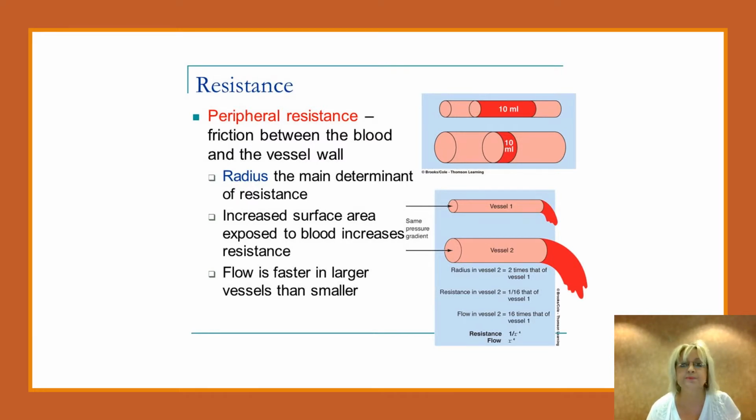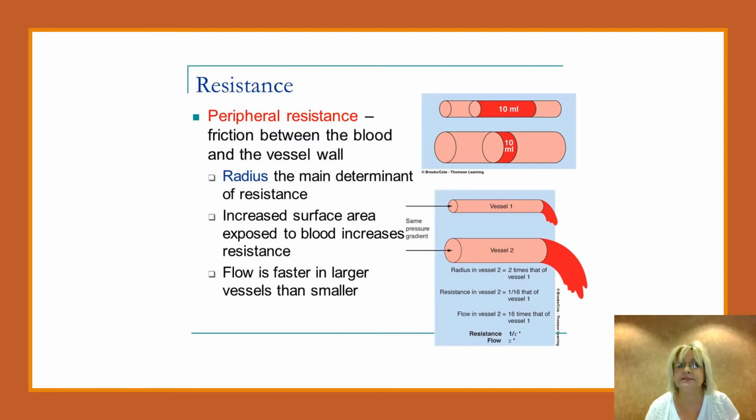We have a formula where the resistance is directly proportional to viscosity and vessel length. It is inversely proportional to vessel radius. The peripheral resistance is the friction between the blood and the vessel wall. If you look at the top two vessels, the top has a much smaller diameter than the second vessel. 10 milliliters of blood is in each vessel. The smaller vessel has more surface area that comes into contact with the 10 milliliters of blood than the larger diameter vessel directly below it.